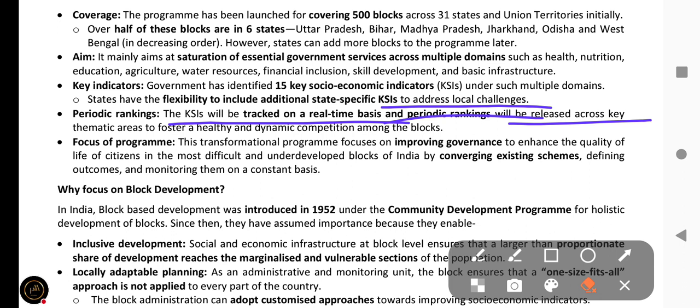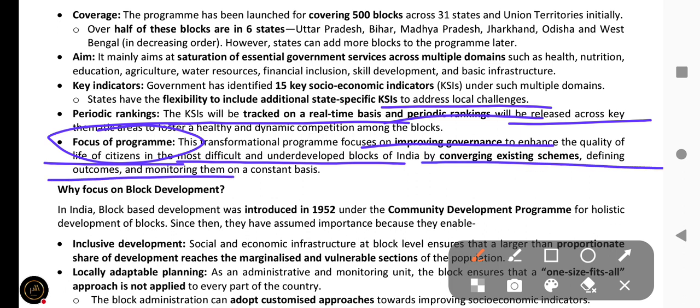Okay, and next is the focus of program. This transformational program focuses on improving governance to enhance the quality of life of citizens in the most difficult and underdeveloped blocks of India by converging existing schemes, defining outcomes, and monitoring them on a constant basis. Okay, so remember this.